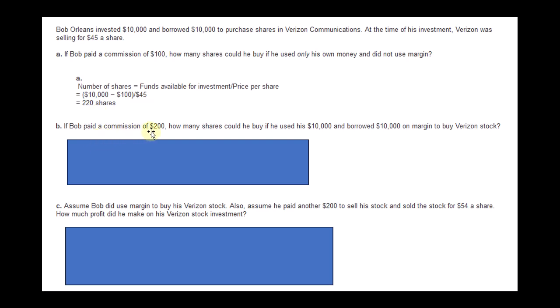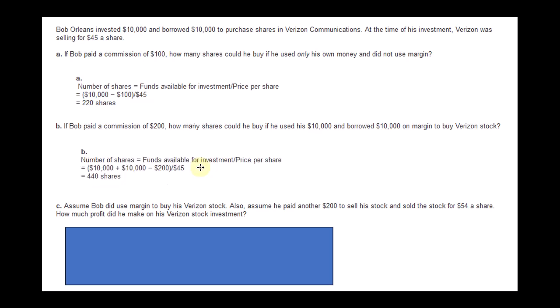Okay, let's read the second question. If Bob paid a commission of $200, how many shares could he buy if he used $10,000 and borrowed $10,000 on margin? Now, borrowing $10,000 on margin means you're buying stock with somebody else's money.